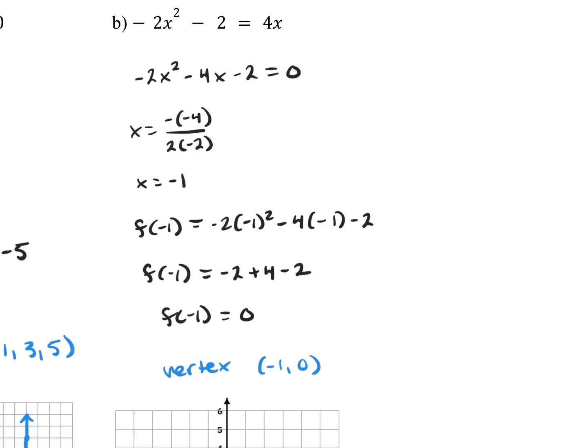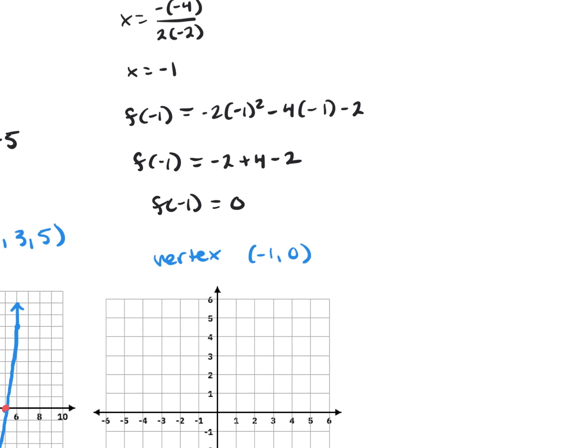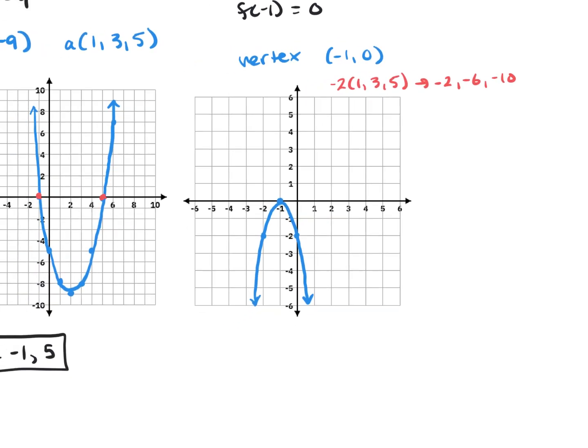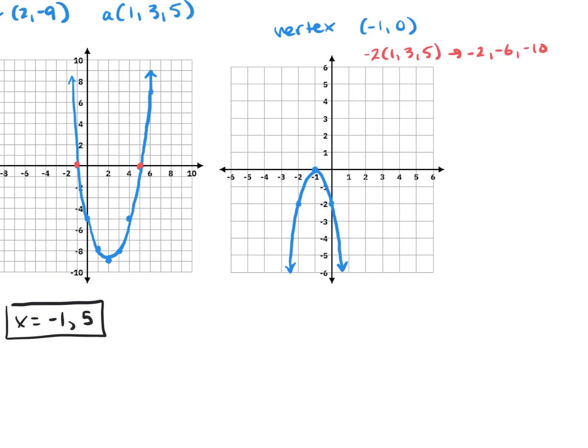And in terms of our vertical growth pattern, you'll see that that a value out front is -2. So remember, we can take our a value and multiply it by 1, 3, 5. So it'll go down 2, down 6, down 10. So we don't really need that for this example because our x-intercept is really what we're looking for. But if we wanted to be thorough, we could add in a couple extra points using that vertical growth pattern. But here you'll see that we only have that one x-intercept, which means that we only have one answer.